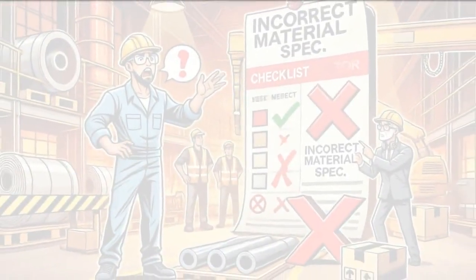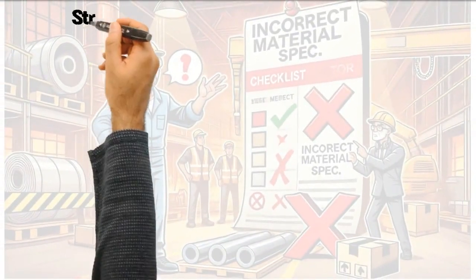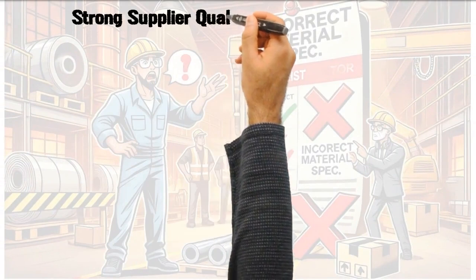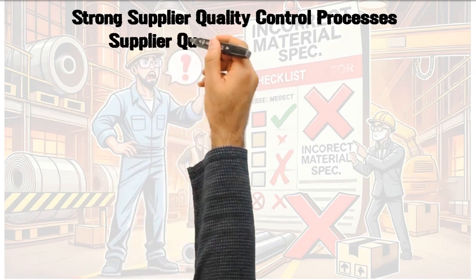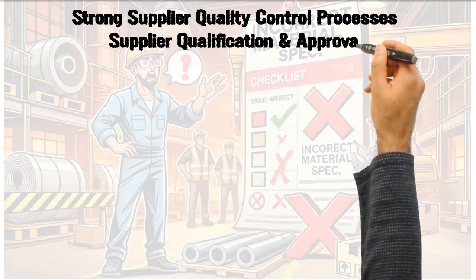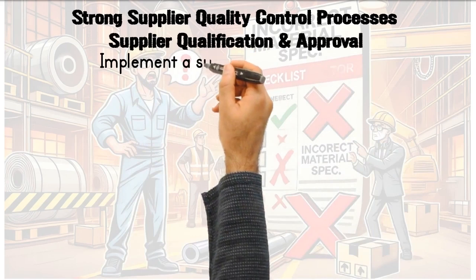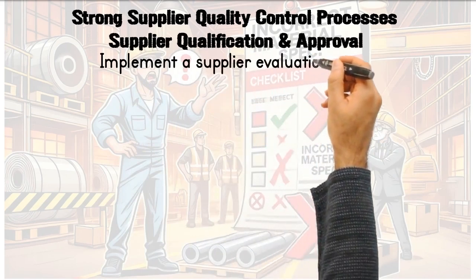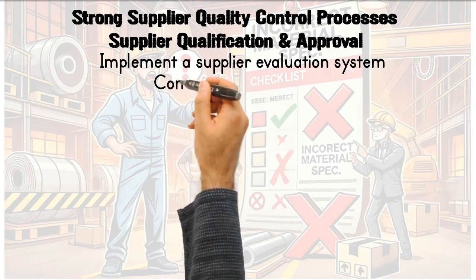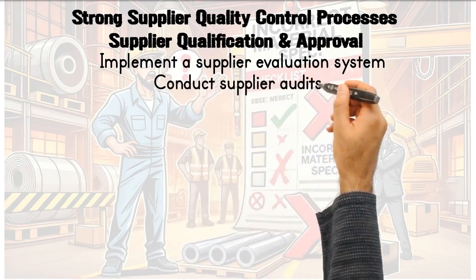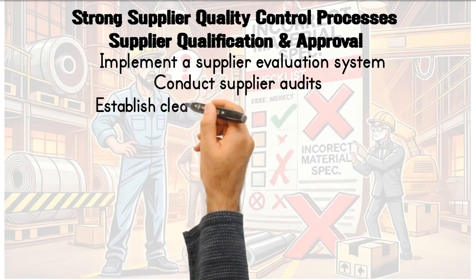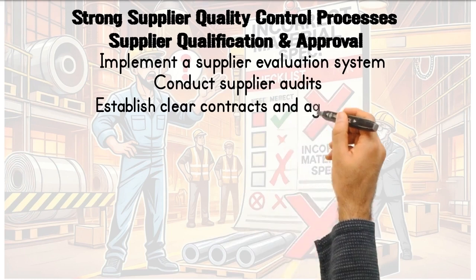1. Establish strong supplier quality control processes. The best practice would be to have supplier qualification and approval strategies implemented. Implement a supplier evaluation system based on quality, reliability, and past performance. Conduct supplier audits to ensure compliance with material specifications. Establish clear contracts and agreements with quality expectations and penalties for non-conformance.